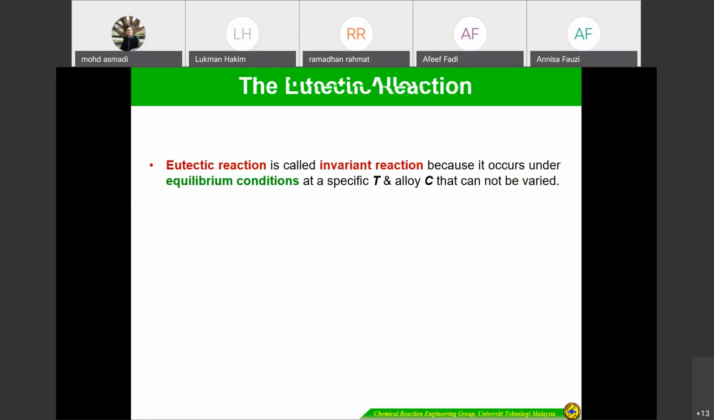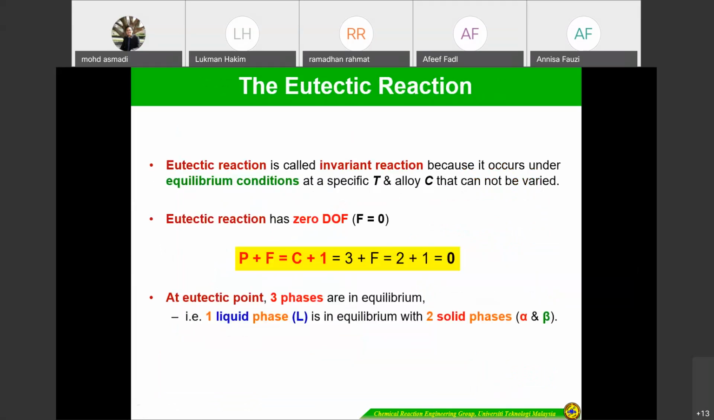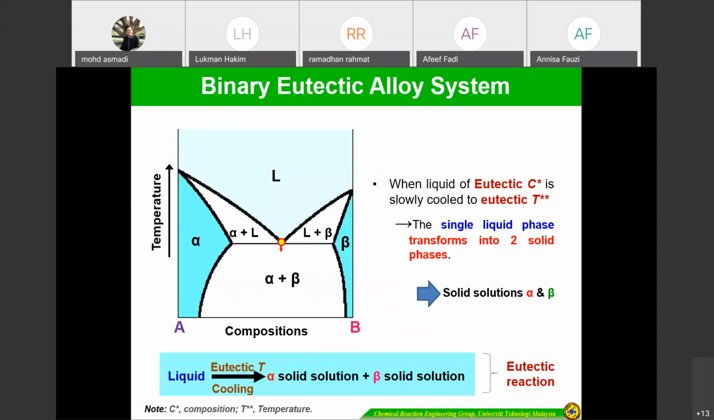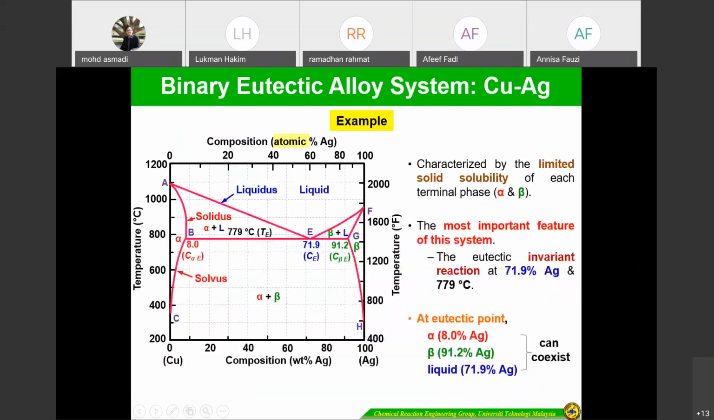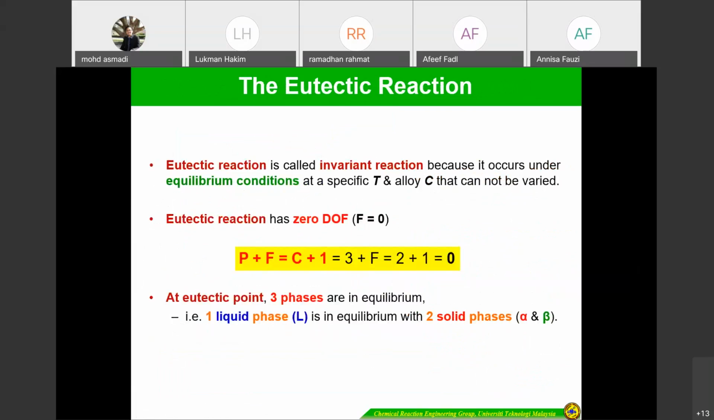This is what I already told you. The eutectic reaction is an invariant reaction because it occurs under equilibrium condition, and the degree of freedom is equal to 0, definitely. At the eutectic point, three phases are in equilibrium, so you have to remember liquid, alpha and beta. You can see here liquid, alpha and beta at that point. Any question about this definition?